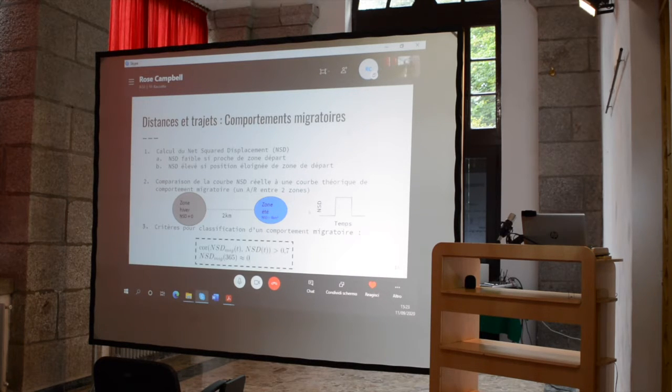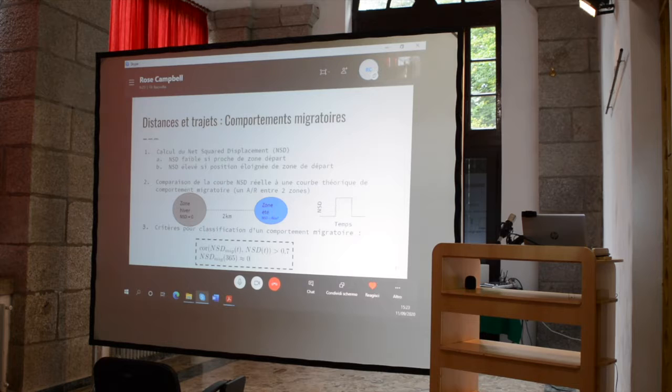In the case of starting at the winter zone, the net squared displacement would be equal to 0. And the net squared displacement is just the distance squared from an origin point. So arriving at the summer zone, all of a sudden the net squared displacement should increase. And then upon return to the winter zone, the net squared displacement should return to 0. So we should expect this type of graph: winter zone, summer zone, winter zone.